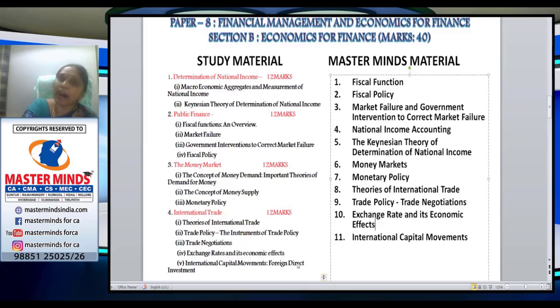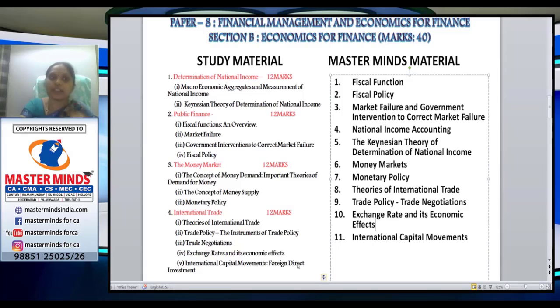We have only 2 more: market failure, the 2nd unit of the 2nd chapter, and the 3rd unit, government interventions to correct the market failure. We clubbed these 2 and made them into 1 chapter for simplification and easy understanding for the students' sake. So the 3rd chapter for us is market failure and government intervention to correct market failure. Hope you have understood. That is the 2nd chapter of public finance. We classified that chapter into 3 chapters in our Masterminds material with the names fiscal function, fiscal policy, and market failure and government intervention to correct the market failure.